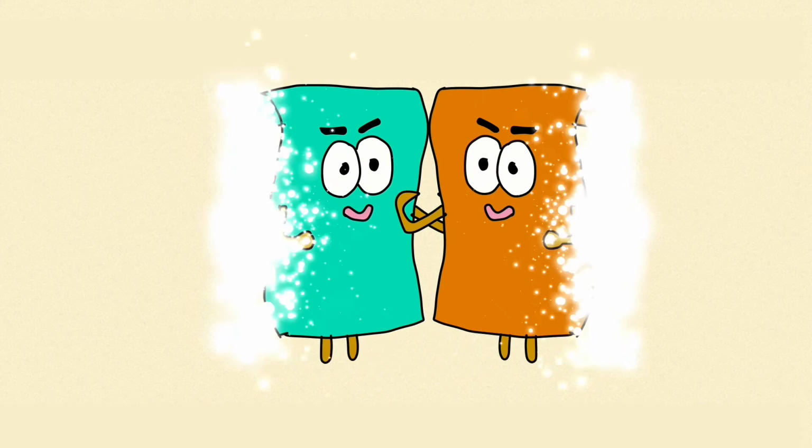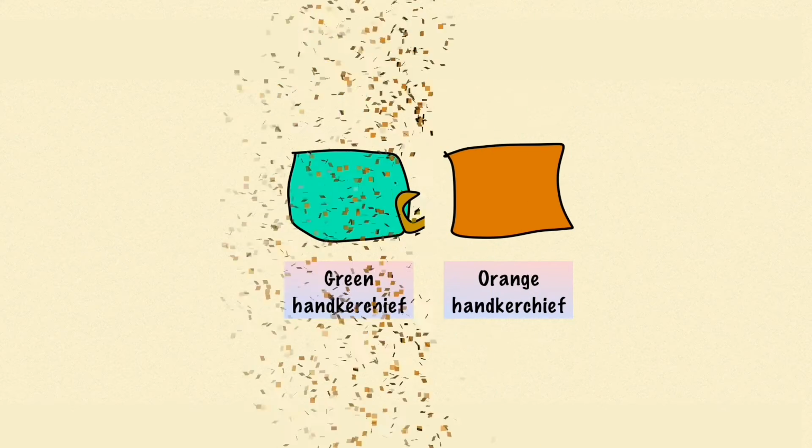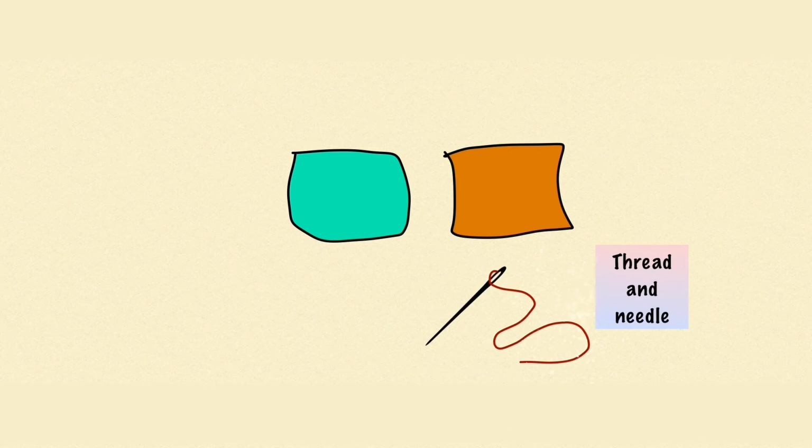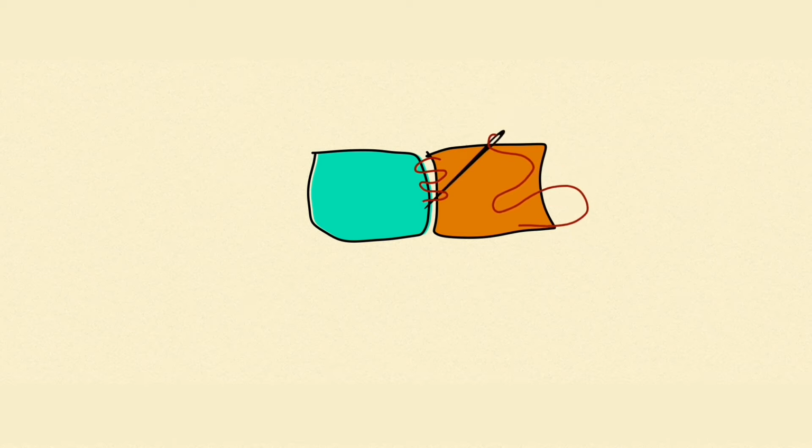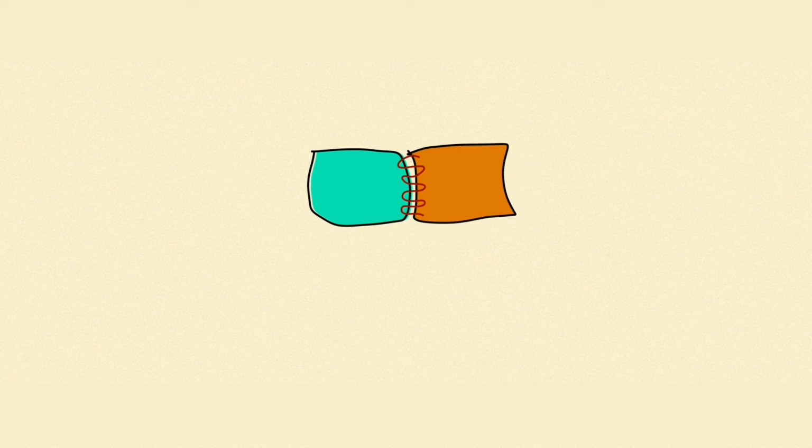There are two different handkerchiefs, colored green and orange. We are given a sewing needle and red thread to sew the green handkerchief to the orange one. After sewing, we now have a pair of handkerchiefs.